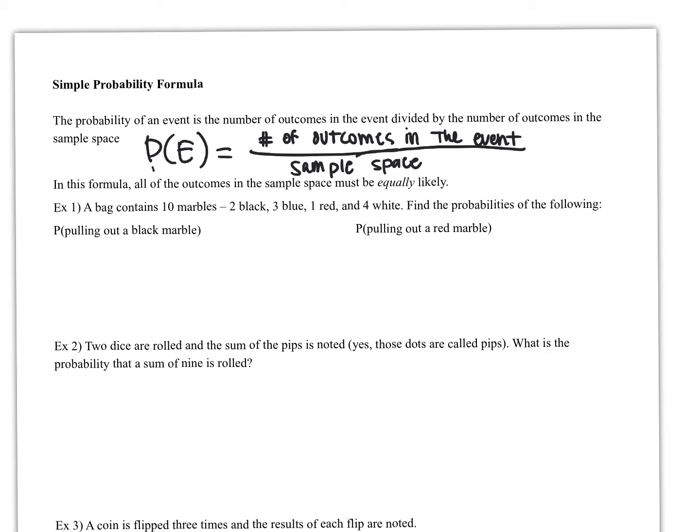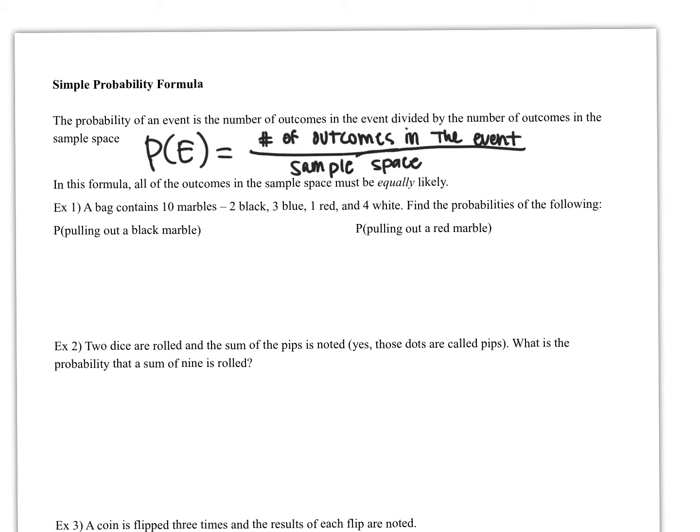I know this looks like a D, but it's a P. Okay. Key thing in this formula: all of the outcomes in the sample space have to be equally likely. So you're going to see a lot of terms like a fair six-sided die or a fair coin. That just means that landing on heads or tails is equal chance, and landing on any of the six numbers is equally likely. It's not a trick coin or a weighted die.